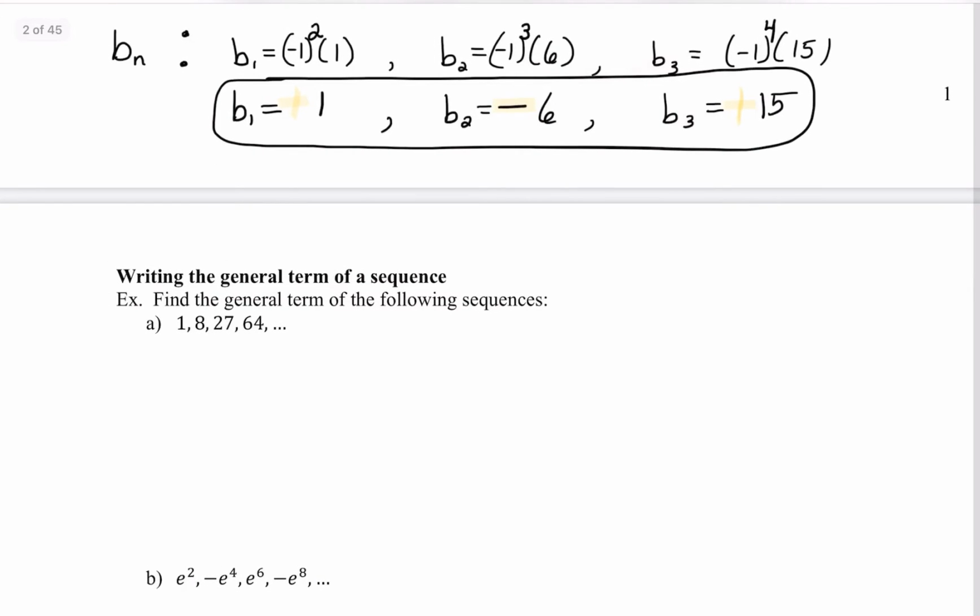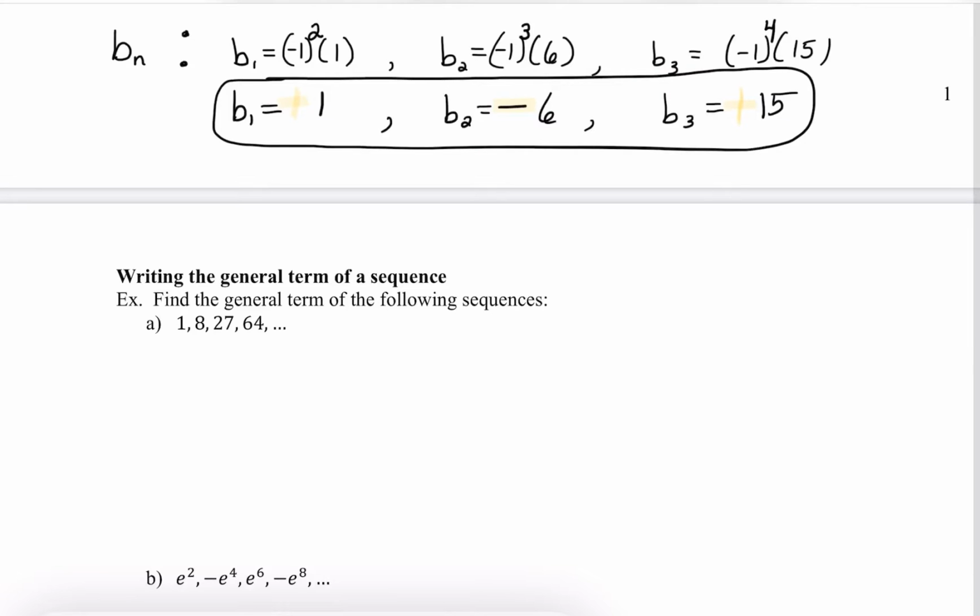All right, let's look at a couple of these in reverse. So we're going to come up with that a sub n, that general term of the sequence. So remember, sometimes you can see the pattern, but we want that kind of general formula that would allow you to find the 100th term without going through the first 99.